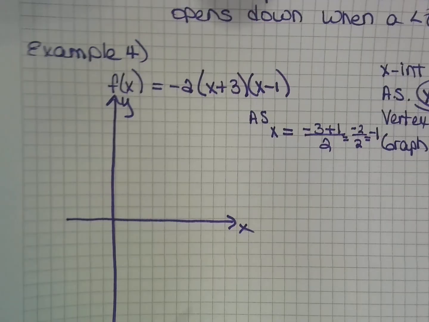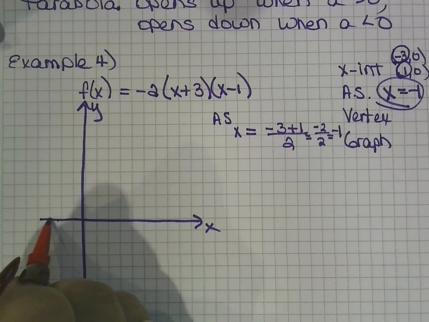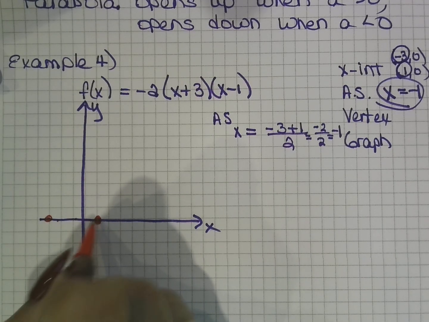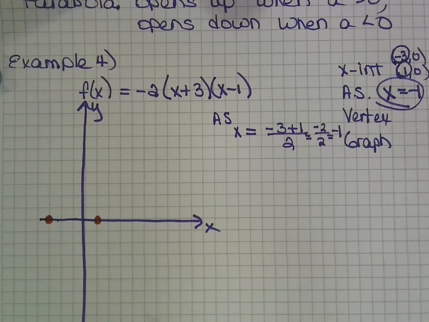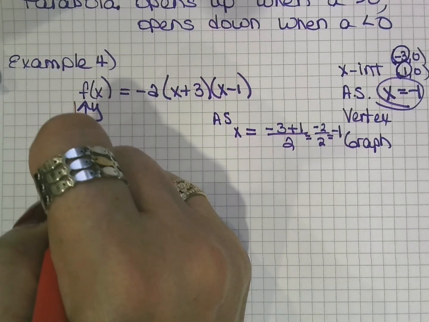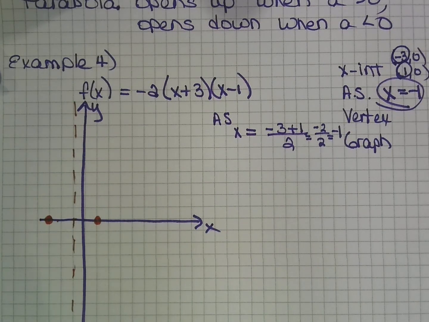So let's put our x-intercepts. We have one at negative 3, 0, and one at 1, 0. And the axis of symmetry is at negative 1, so it's x equals negative 1.